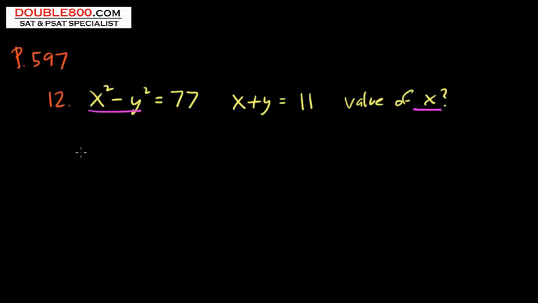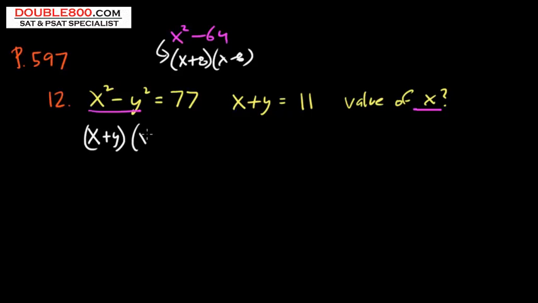This is a basic algebra concept, and it's called the difference of two squares, two different perfect squares. So that also could be expressed as x squared minus 64. So perfect squares, the difference, can always be re-expressed or factored. In this case, it would be x plus 8, x minus 8. So down here, you could re-express as x plus y, x minus y equals 77.